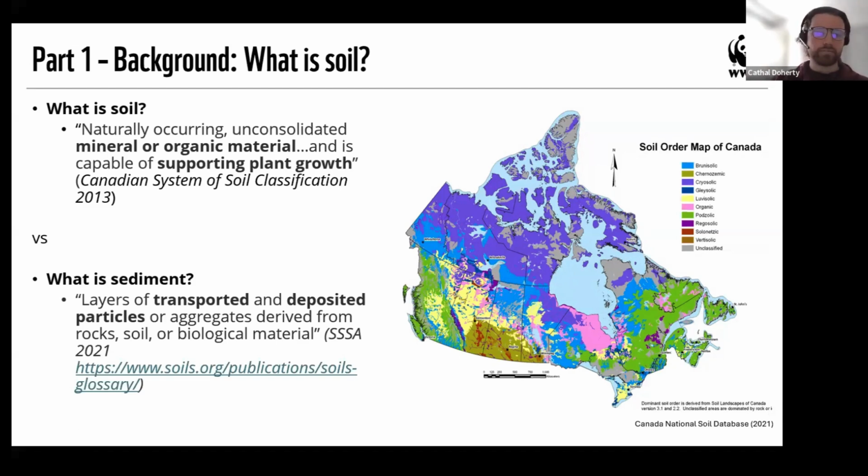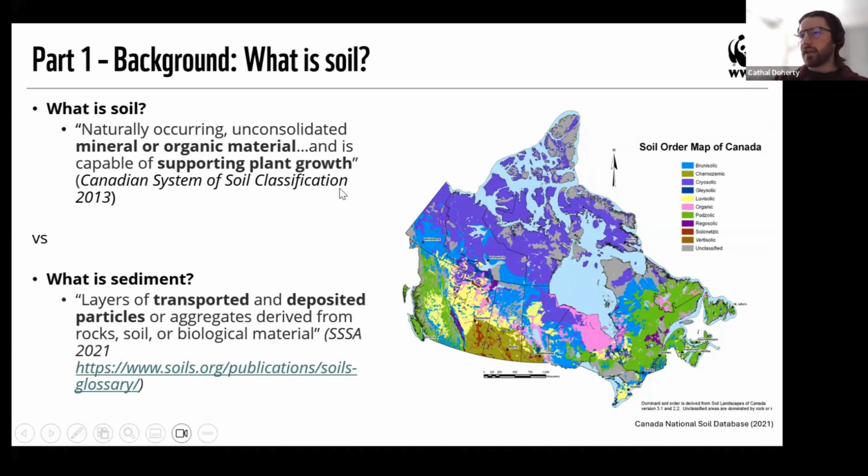So for starters, what is soil? It seems like an obvious question. We've all touched soil, we've all planted a tree or taken care of a garden, so we intuitively know what it is. But I wanted to provide here what the Canadian system of soil classification defines soil as, which is in bold there: supporting plant growth. So just an interesting definition.